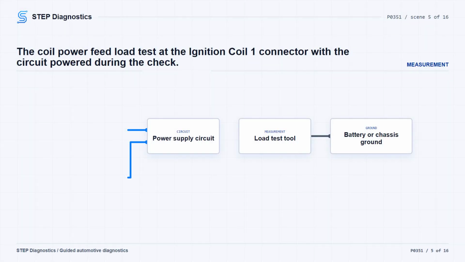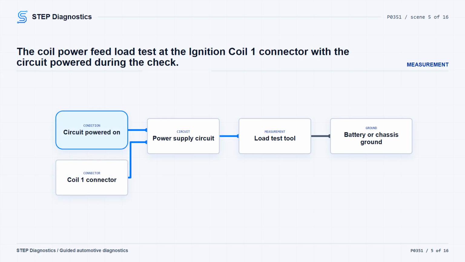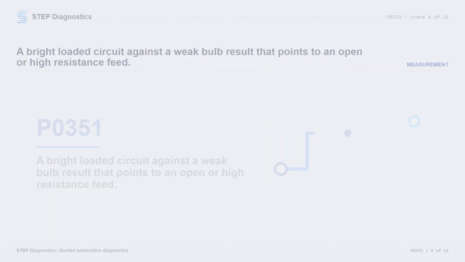Now load test the relay output power supply circuit at the ignition coil 1 connector. Disconnect the ignition coil 1 harness connector so you can access the power supply circuit. Connect the positive side of the load test tool to the power supply circuit at the coil connector, and connect the negative side to battery ground or chassis ground. Make sure the circuit is actually being powered while you test it. If it is an ignition feed, the ignition needs to be on. If it is a relay output, the relay needs to be energized and on. A good circuit should light the load test bulb bright, close to what you see with a direct battery connection.